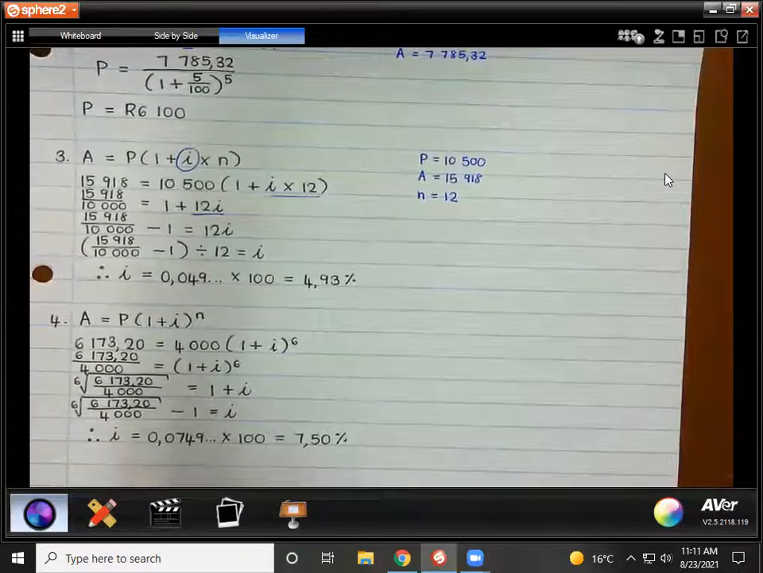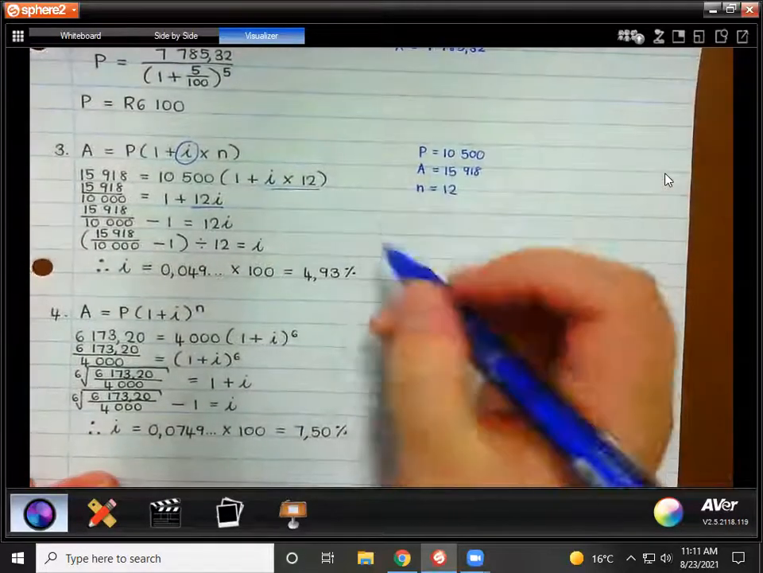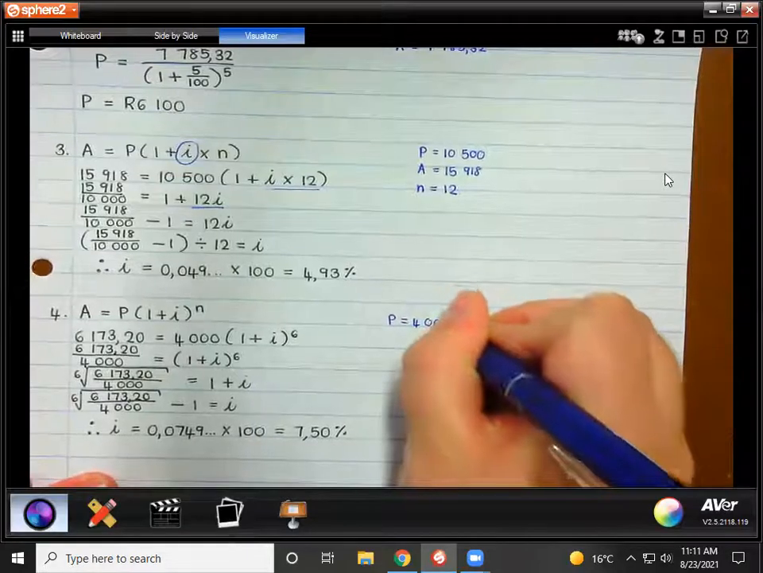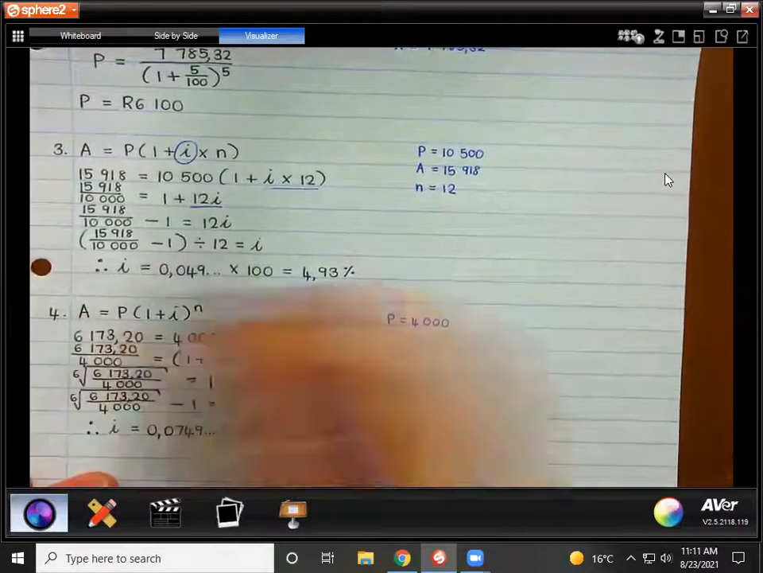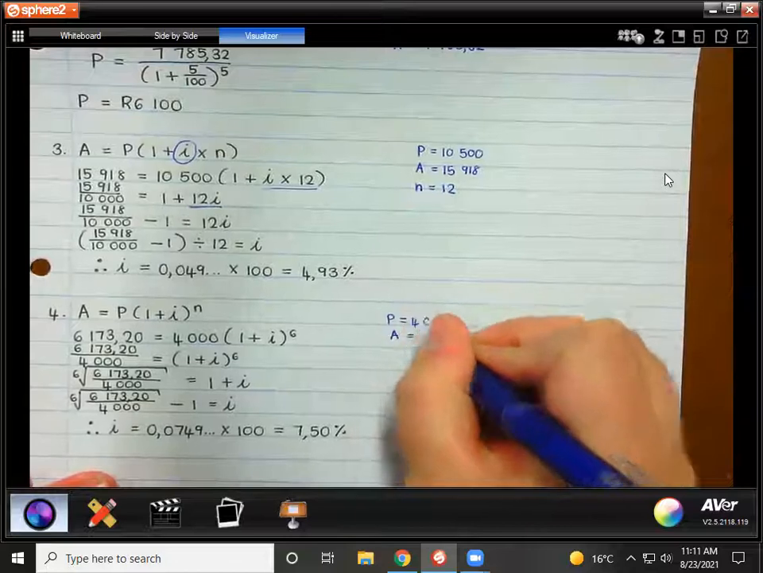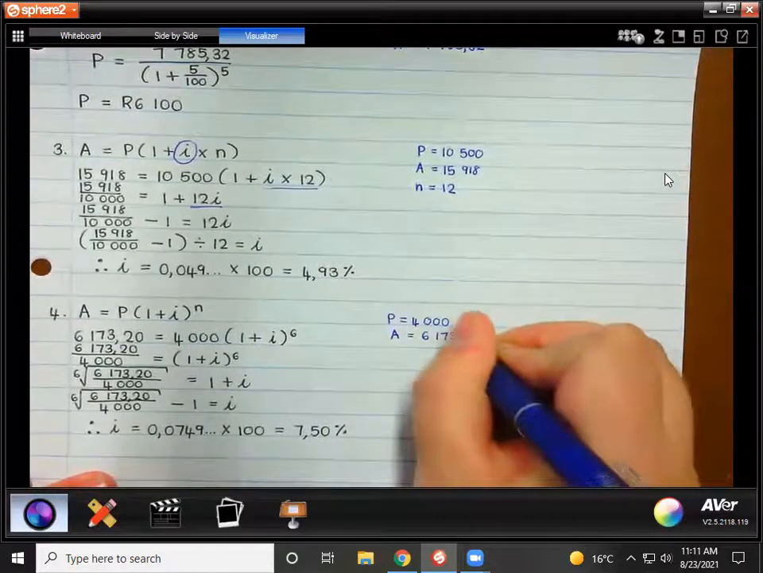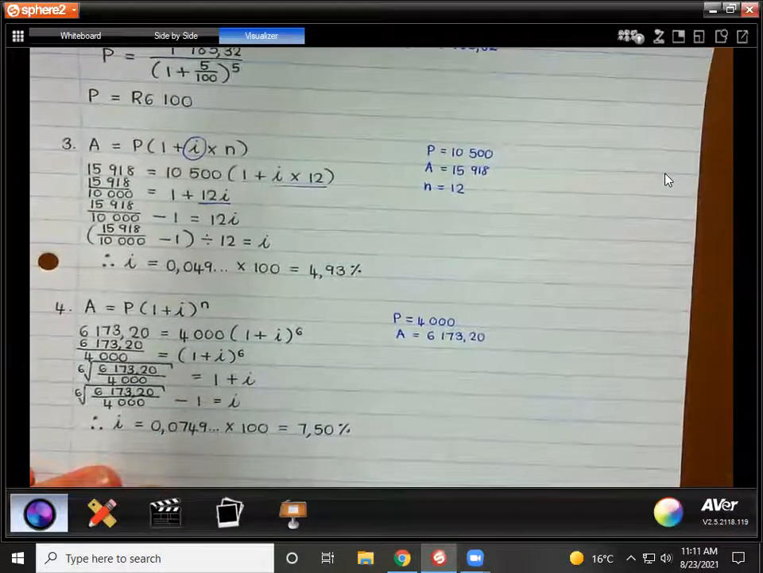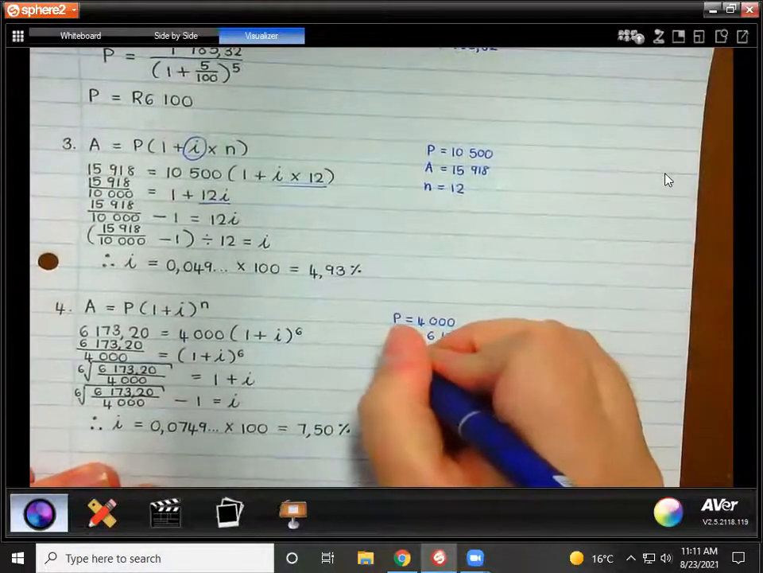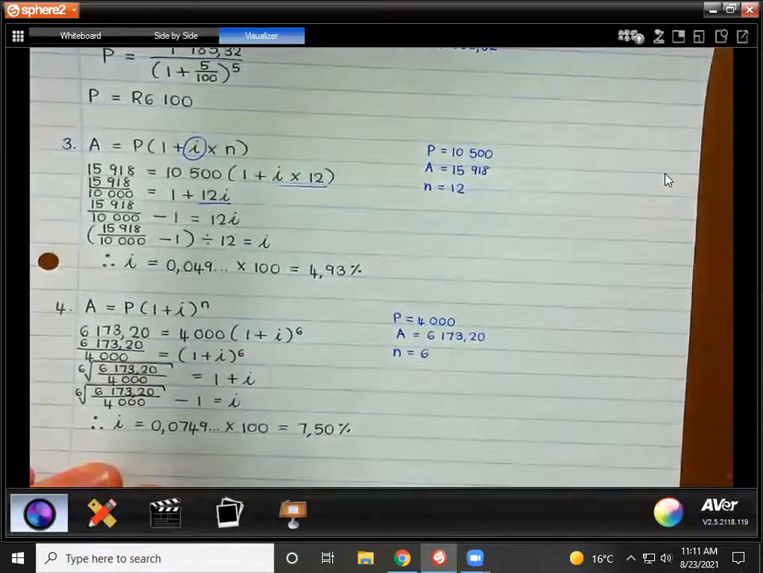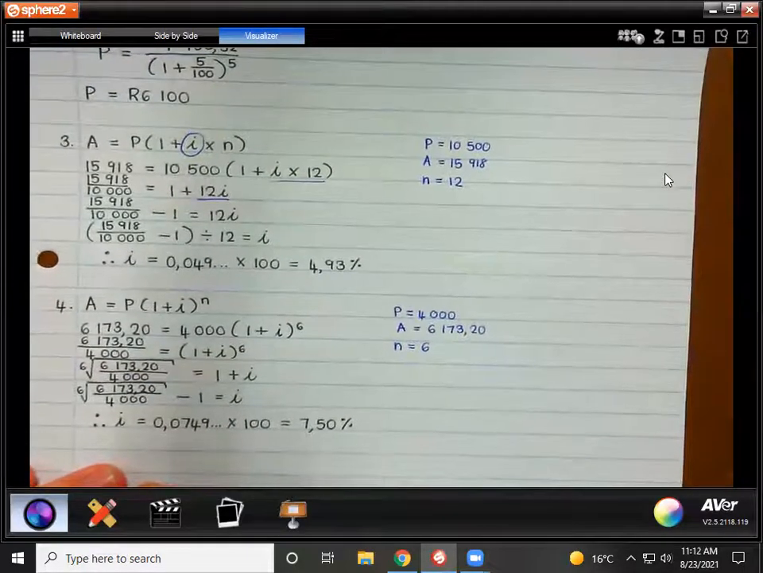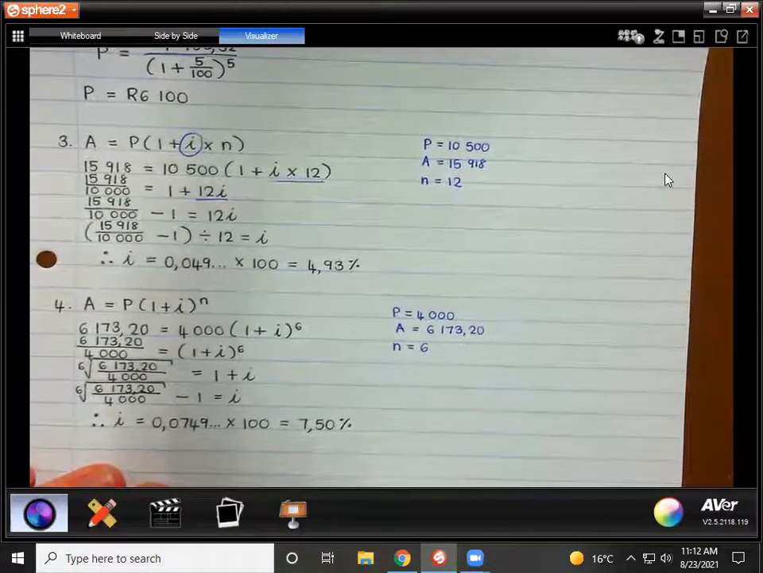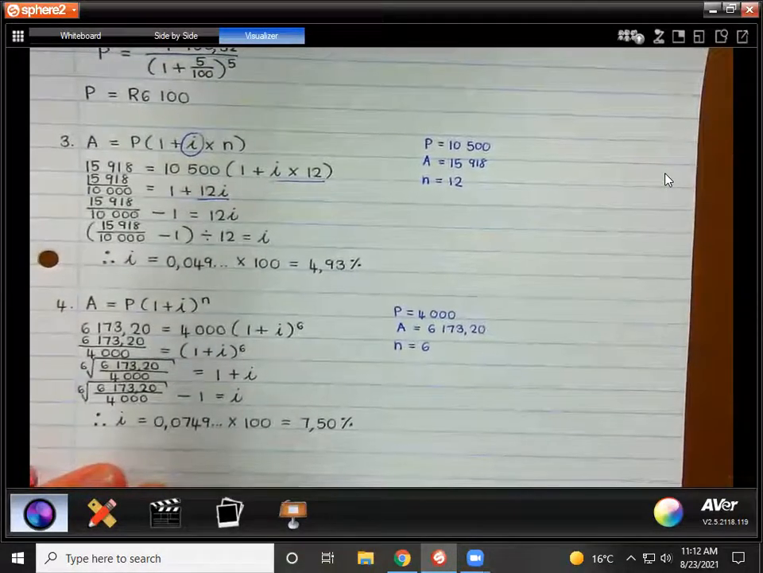Number 4, an investment of 4,000 Rand. So there's our P value. The investment is 4,000 Rand. Grew to an accumulated amount of 6,173.20. So that's the A value. Over a period of 6 years. So there's your N value. So guys, you need to be able to read through a question like that and say immediately, this is A, this is P, this is N.